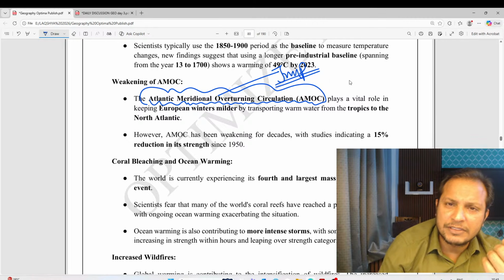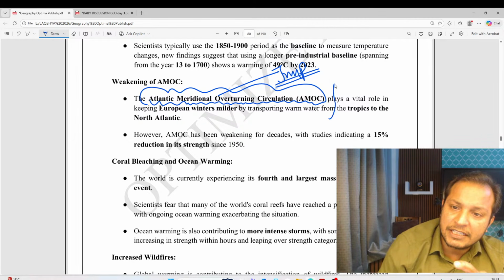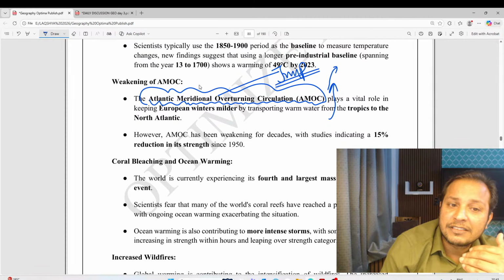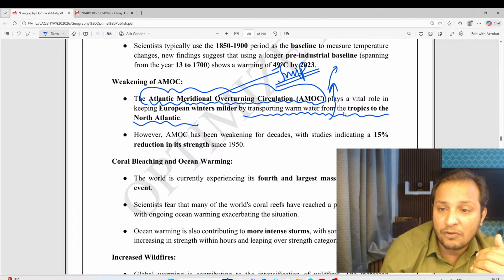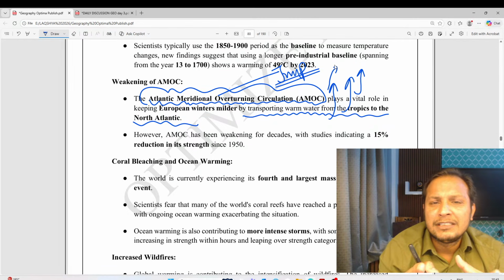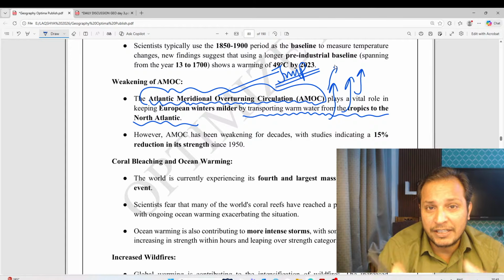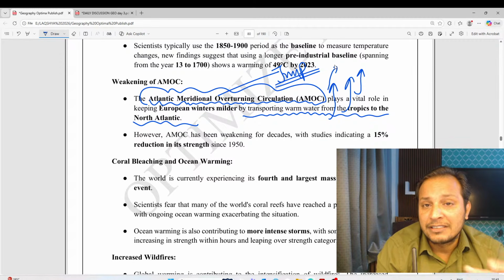Heat from the southern areas goes towards the northern area because of this Atlantic meridional overturning circulation. It transports warm water from the tropics to the North Atlantic. Overall, this plays a very important role in temperature maintenance. So you may get a question on this AMOC.